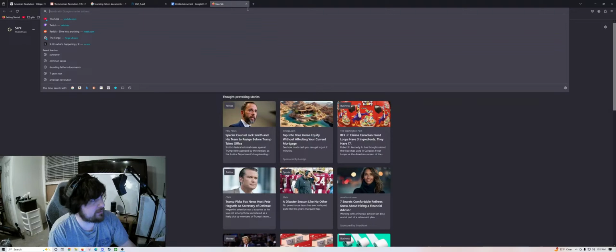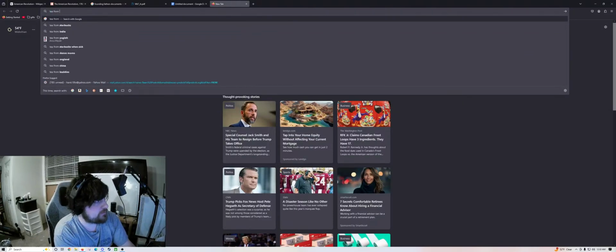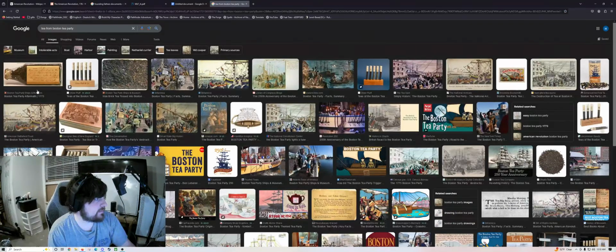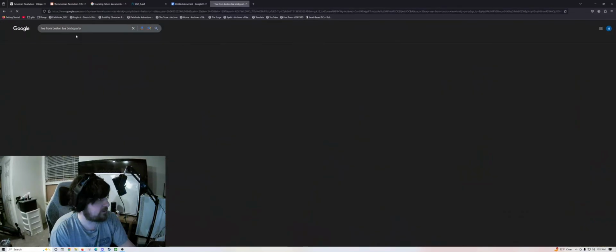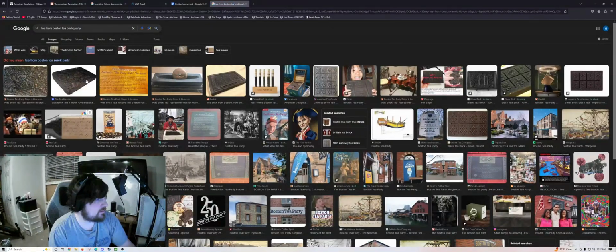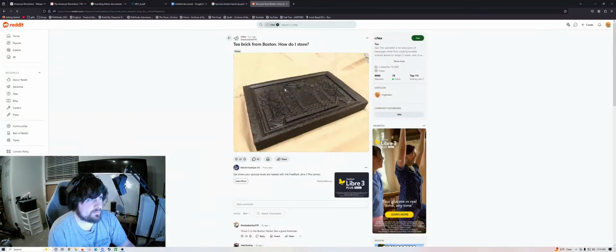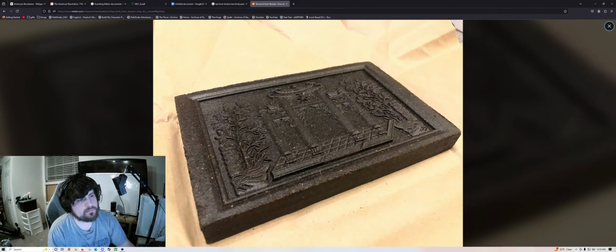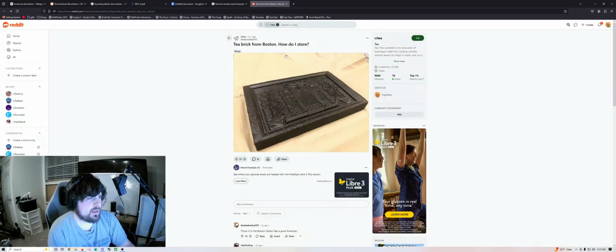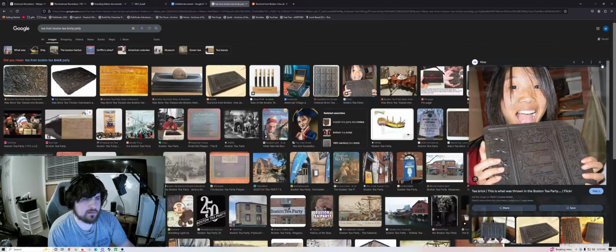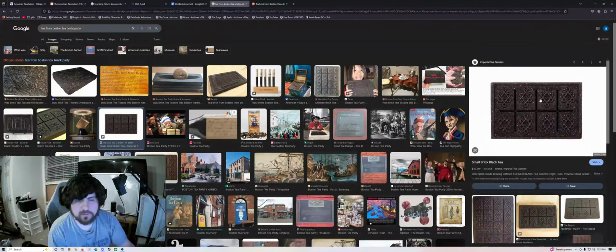I wonder if I can get a picture of that. Tea from the Boston Tea Party. See if they've got any images of it. No. Tea brick, maybe. Yeah, there we go. They kind of look like this. You'd shave off pieces. I thought there were segments as well. Like these.